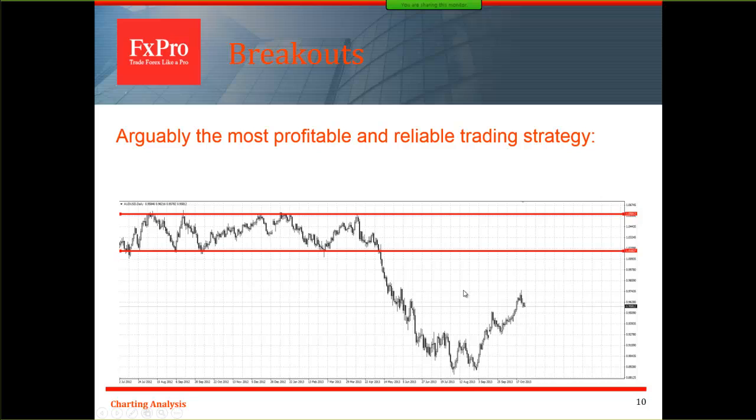Now once the floor was broken, we had the breakdown, as those who had gone long prematurely at the support level covered their positions, with others receiving margin calls, thus leading to this very strong downward move. And the reason why breakouts are profitable if traded correctly is because you can place a tight stop loss.